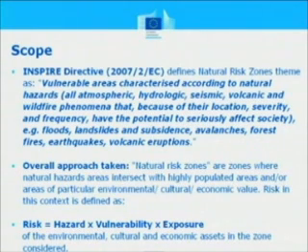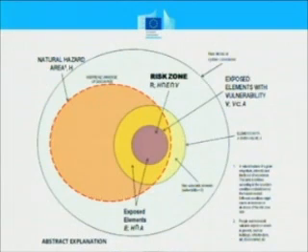So the approach that was taken in this team is that the natural risk zones are the zones where the natural hazards intersect with highly populated areas or areas or elements of a particular value, and the risk in this is actually a function of the hazard, vulnerability, and exposure. In the coming slides, I will try to explain this, let's say, in a graphical way.